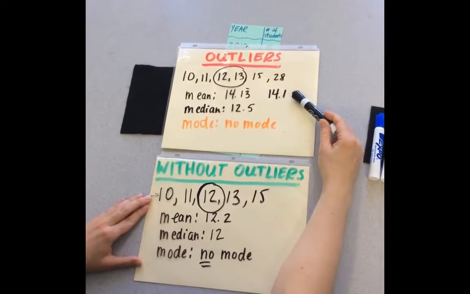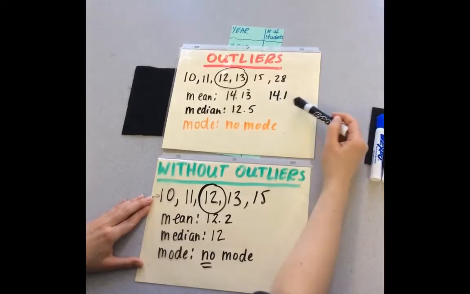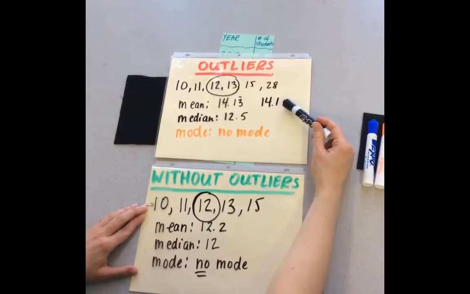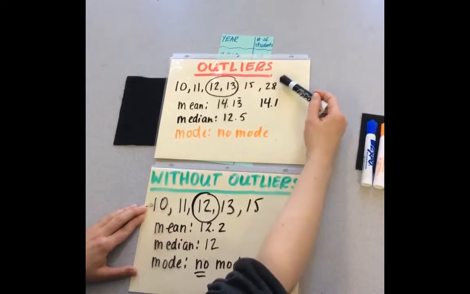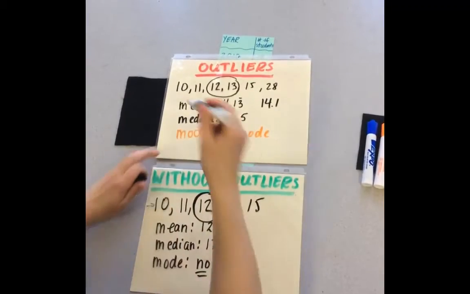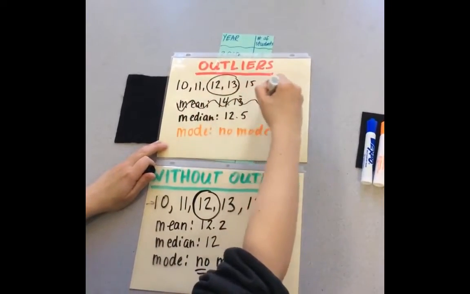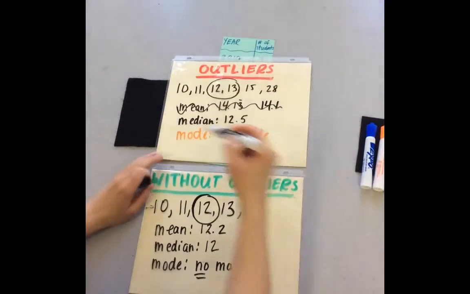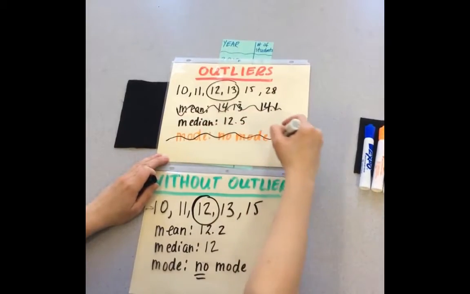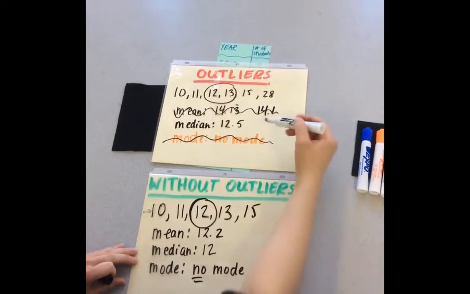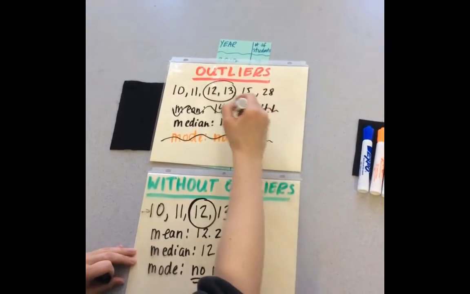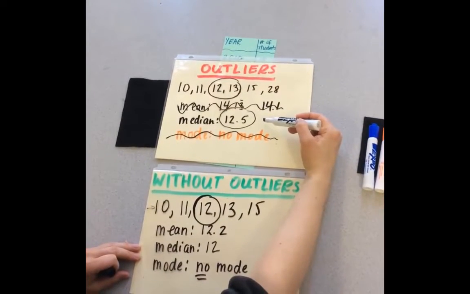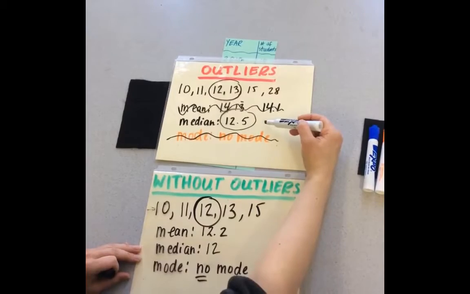So if we look here, we'll notice that the mean is quite high, 14 and 1/10. This seems to have skewed our numbers a little bit because of our big 28. So the mean would probably not be the best measure of central tendency to use. Since there is no mode, that doesn't really help us out either. So in this case, with the outlier, the median is the way to go. So I would use this measure of central tendency at 12 and 5/10.